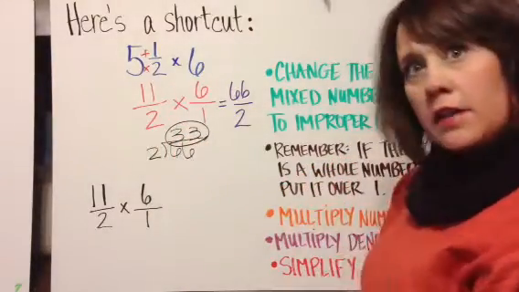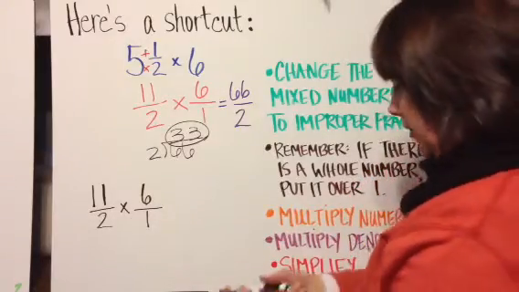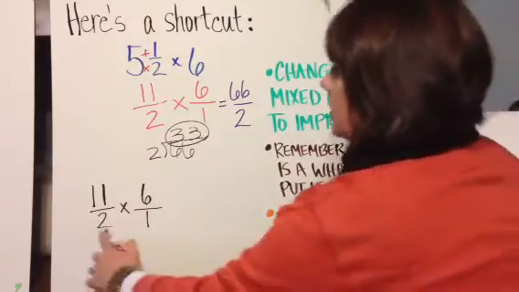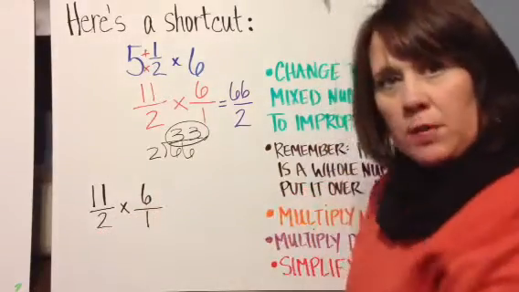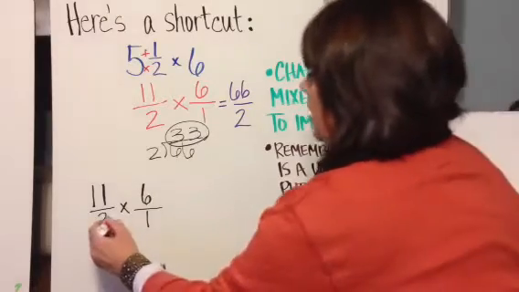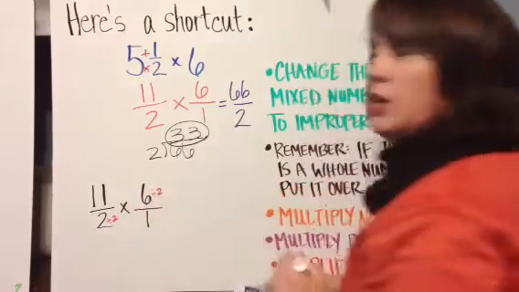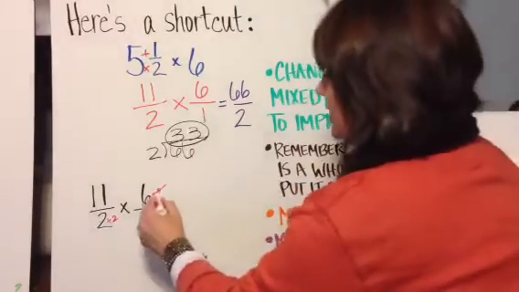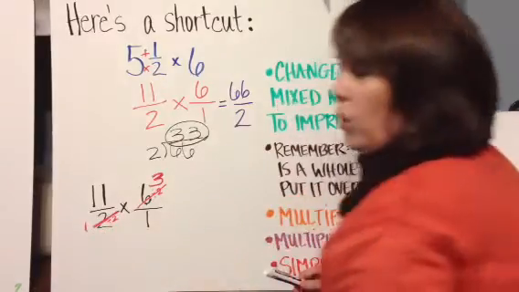Now, don't forget that you can also simplify before you multiply. If I look at my numbers diagonal, and I see that 2 and 6 have a common factor, because 2 will go into both 2 and 6. That's called the greatest common factor. I can divide both of these by 2. And when I divide 6 by 2, I get 3. And when I divide 2 by 2, I get 1.